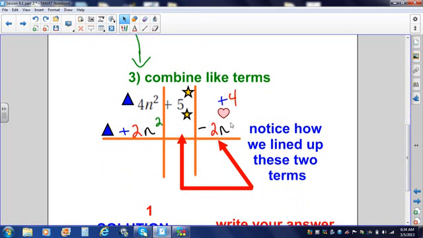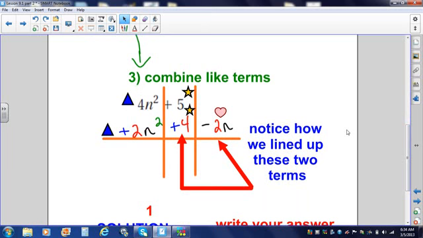Some of you are going to want to do this. This is a bad way when you're combining the terms. Notice this is a star, this is a heart. I cannot combine them. So make sure that you line up like terms.